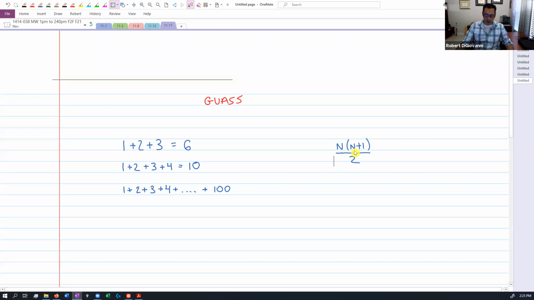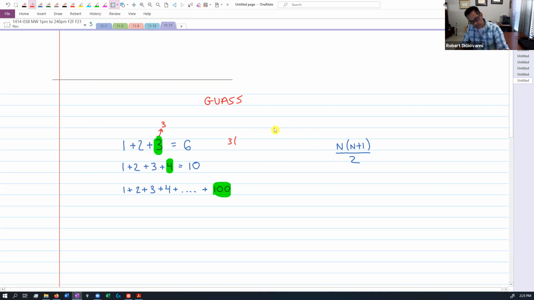This is a formula that will do all this for you. All you have to tell me is what n is, and n is always the last number in the list. So let's just check it real quick. Here, n is 3, right? So let's plug 3 into this formula.